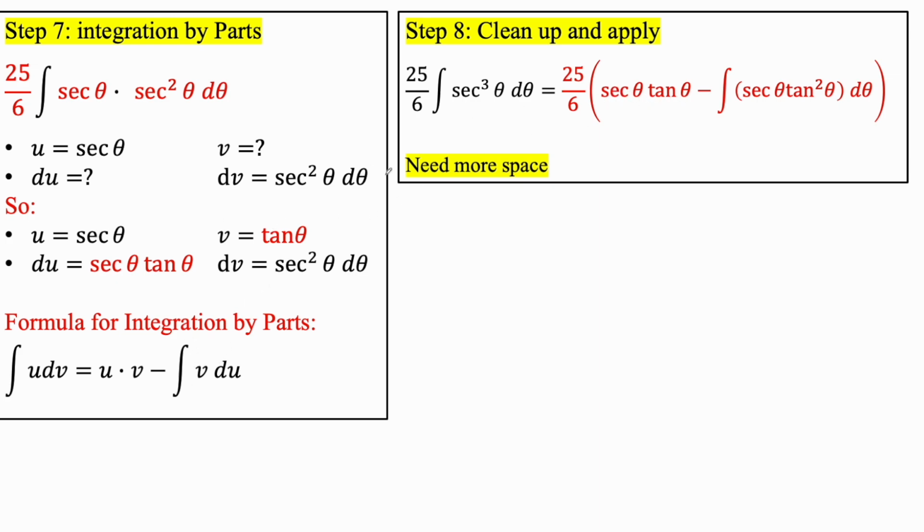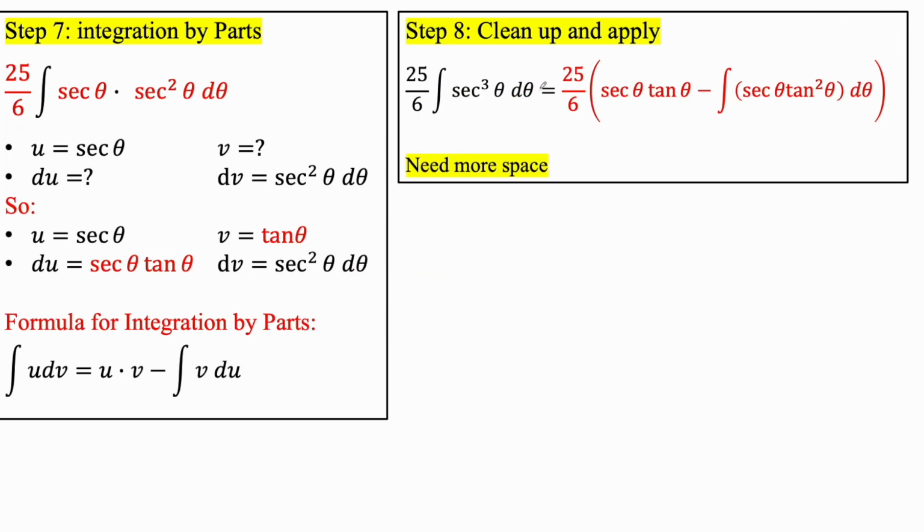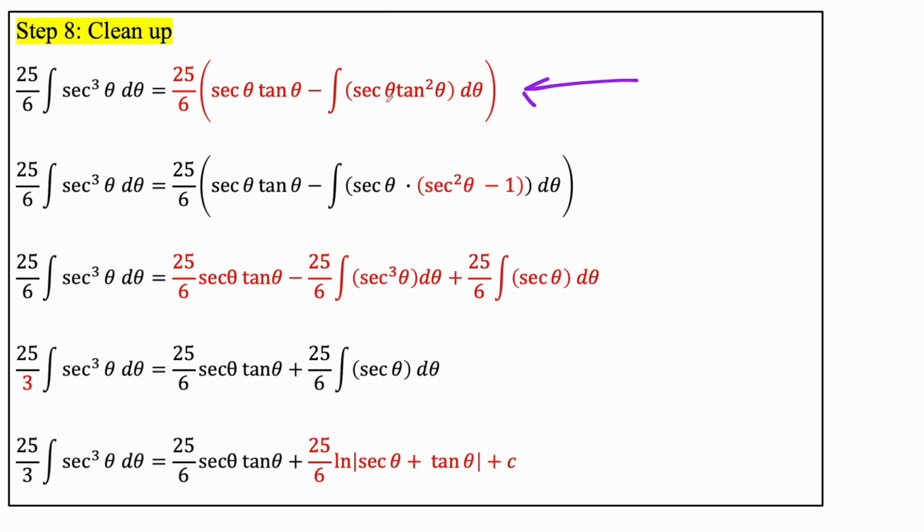Minus the integral of v, which is tan theta, times du. du is secant theta tan theta. So tan theta times tan theta is tan squared theta. But we're still going to need more space. So this part right here is a copy from the last slide, so it's identical. From here, I'm breaking it down.